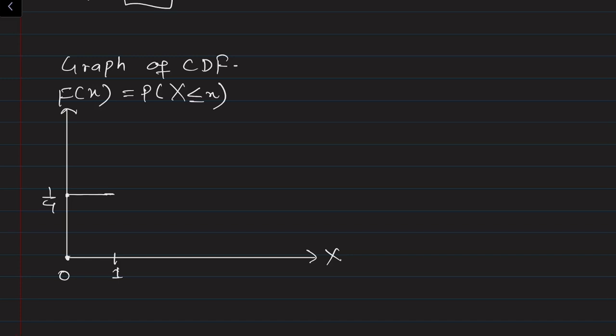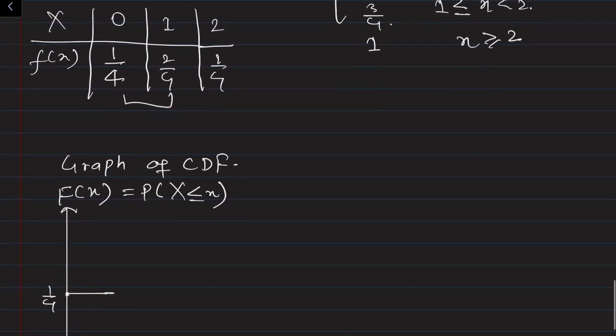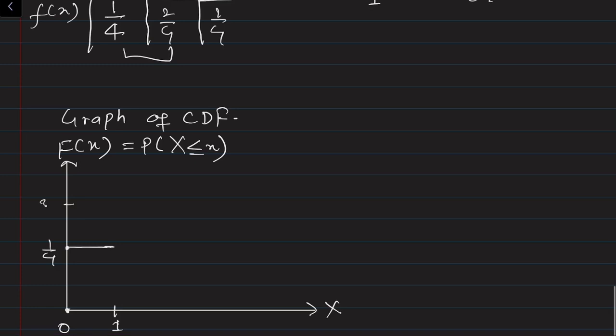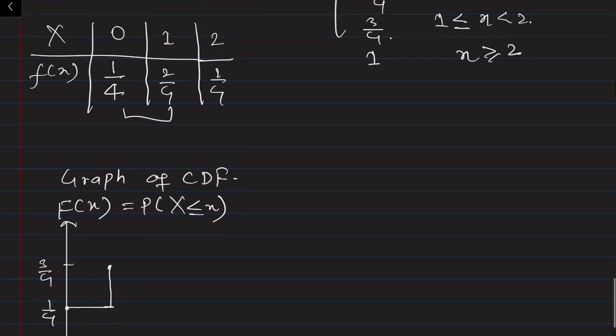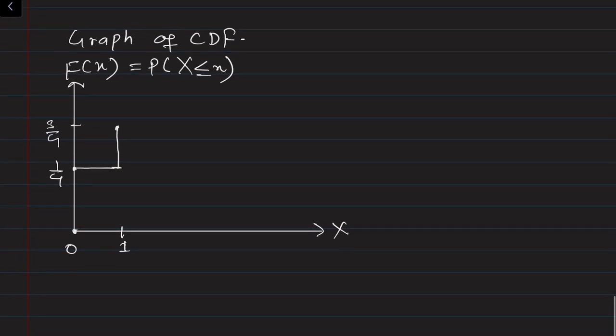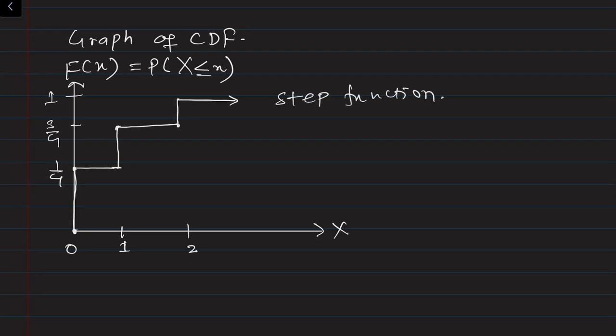And when it reaches 1, it jumps to 3 over 4. So suppose this is 3 over 4. There is a jump to 3 over 4. And again, it remains 3 over 4 until it touches 2. So suppose this is 2. And then when it touches 2, it will again jump to 1. And after that, it will remain 1 forever. So we can see this is a step function. The graph of the CDF is a step function.